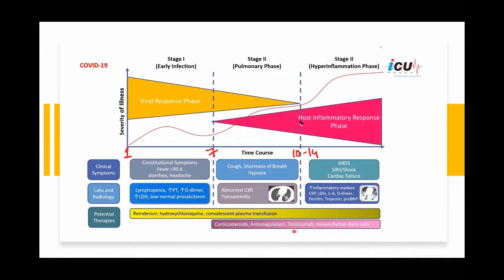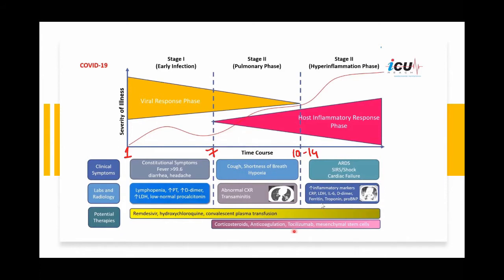and other symptoms. Now, if I go further beyond 14 days, or 10 to 14 days, you can see there is a big hyperinflammatory response here. This is the time where we have the highest mortality, and this is the time we need intensive care units. The patient can develop ARDS, SIRS, shock, cardiac failure. And if you do the inflammatory markers at this point of time, they will be very high: the CRP, LDH, IL-6, D-dimer, ferritin.